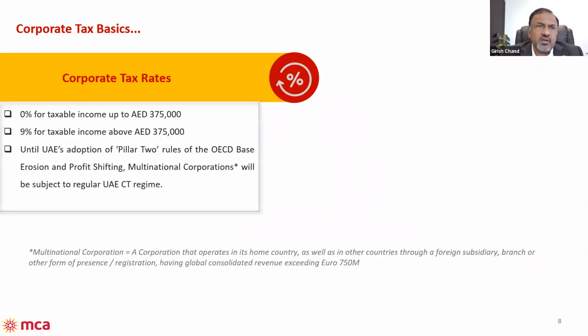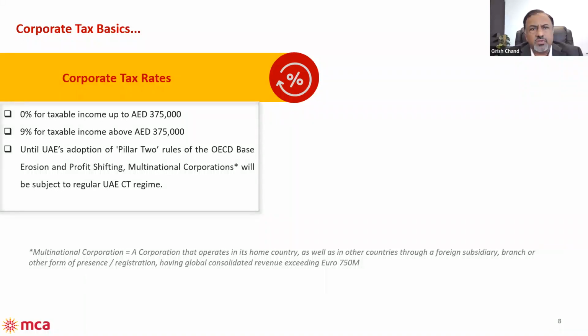Like I mentioned earlier, the Cabinet Decision now specifies the limits for corporate tax. What we are talking about here is that if the net income is below 375,000, the taxation rate will be 0%. And for income which is above 375,000, you will apply a 9% tax rate.